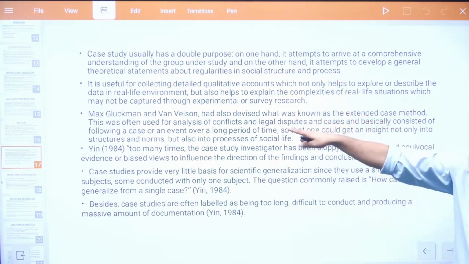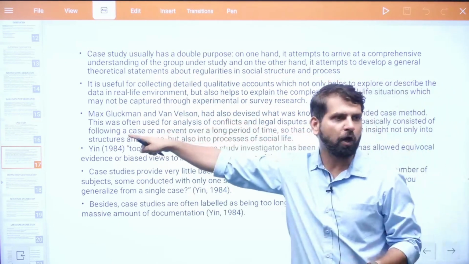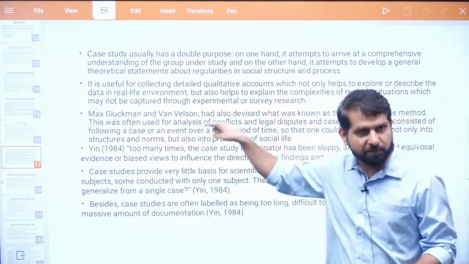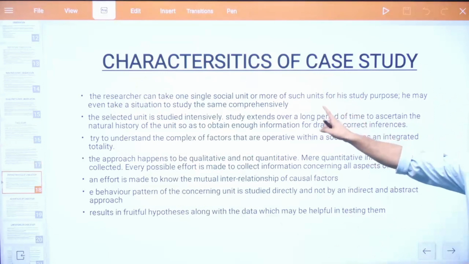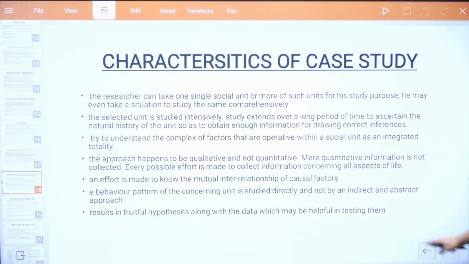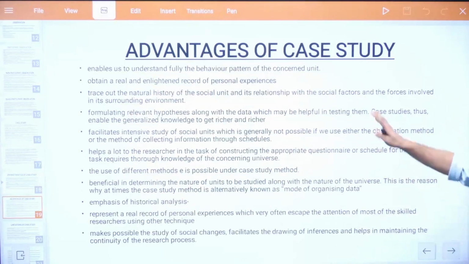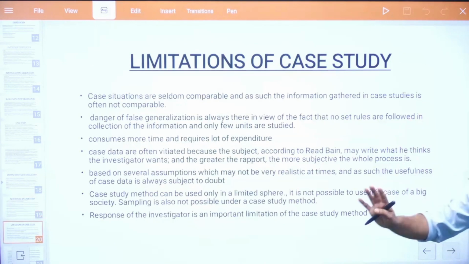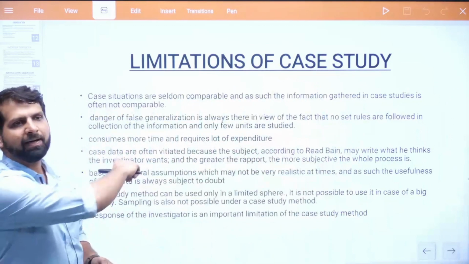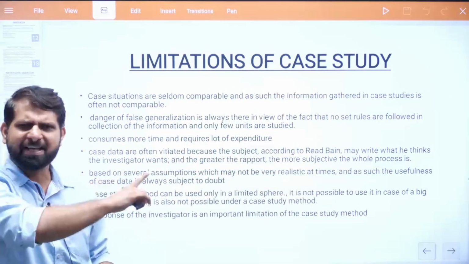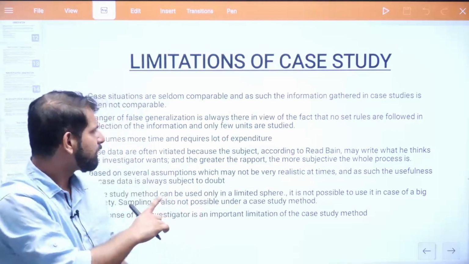Talk about Max Gluckman and Van Velzen. It is very important to talk about extended case method because it specifically stems from anthropology. Characteristics. Simple characteristics are there. Advantages and the limitations. This will suffice over 15-20 marks. And believe me, supplement this with an example, any example of anthropology, case study.